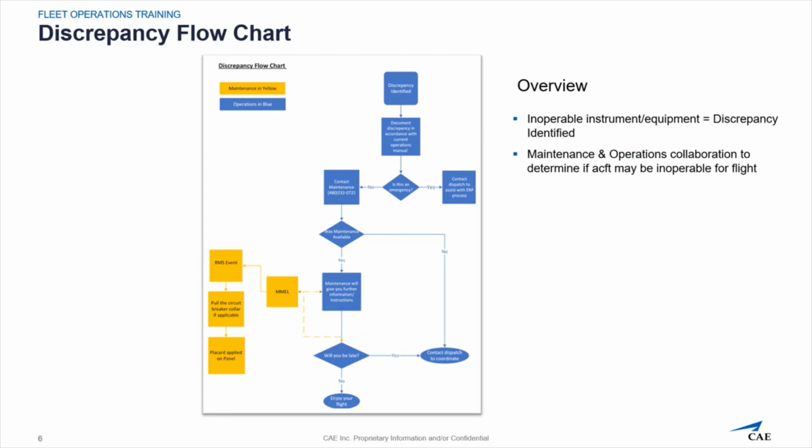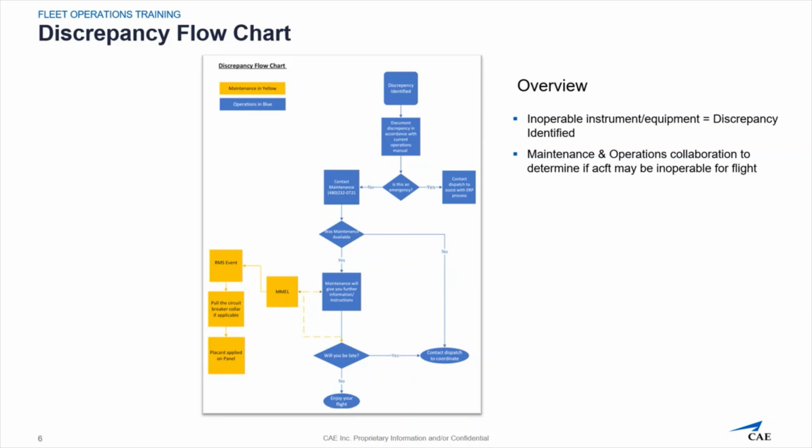As you can see, the discrepancy is identified, which is the inoperable instrument or equipment. Document discrepancy in accordance with current operations manual. Is this an emergency? We're going to go to the no. So let's make that decision. It's not an emergency. Contact maintenance. Maintenance is available. So that's a yes. Maintenance will give you further information and or instructions.